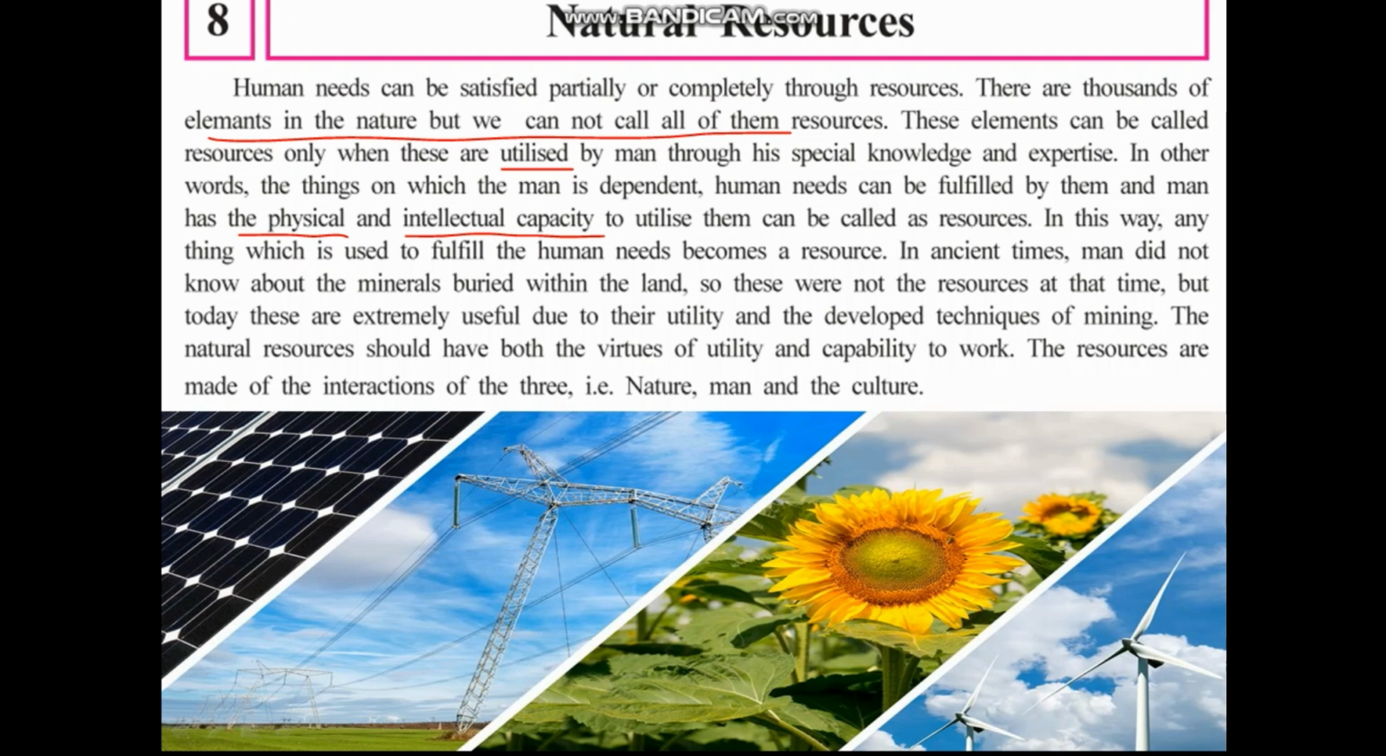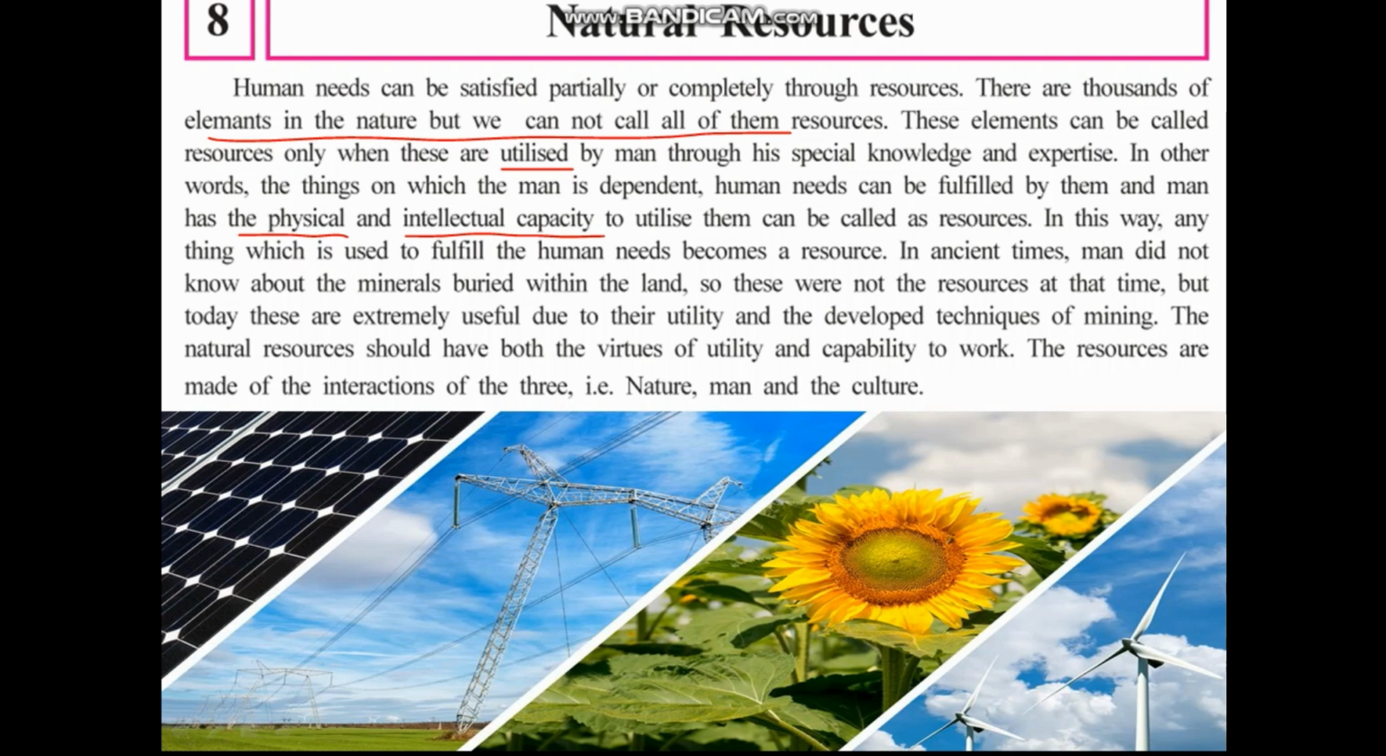In ancient times, man did not know about the minerals buried within the land. When we were primitive men, we did not know about the minerals buried inside the earth. At that time, they were not resources for us. Why were they not? Because we did not have the capacity to take them out, we did not have the intellect to use them, and we did not have the physical capacity to utilize them. But today these are extremely useful due to the utility and the development of mining techniques. Now we know about it, we mine them, we take them out, and that's why it is a resource for us.